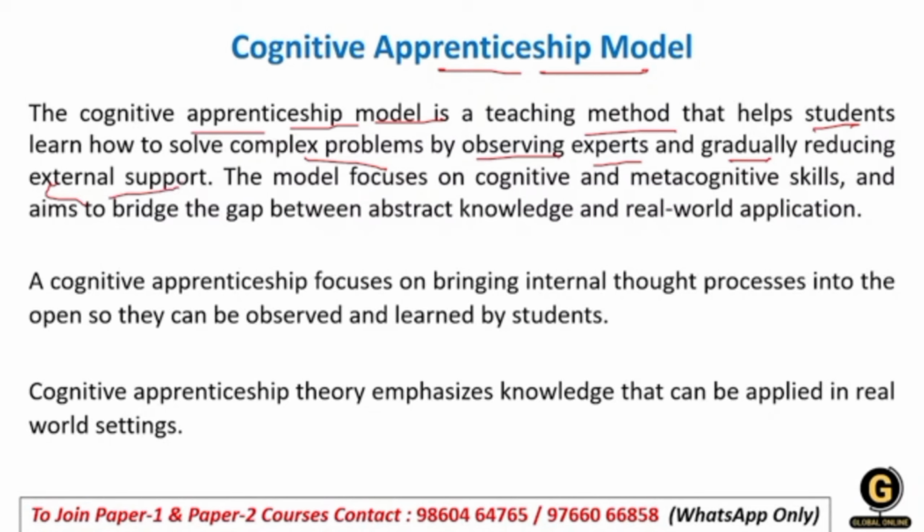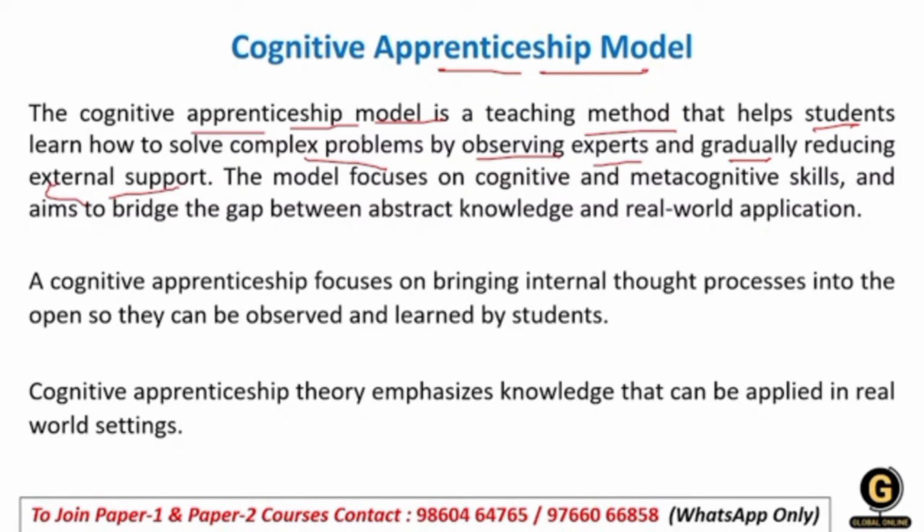Getting it? So this is the model used in teaching methods. It helps students to learn and solve complex problems, critical problems, by just observing experts. So basically they are observing, they are using their senses, and they are gradually reducing the dependency on external support, external motivation.